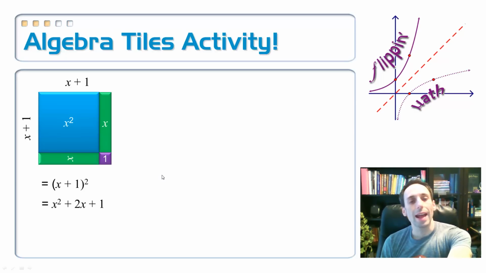Okay, now let's look at x squared plus 4x.